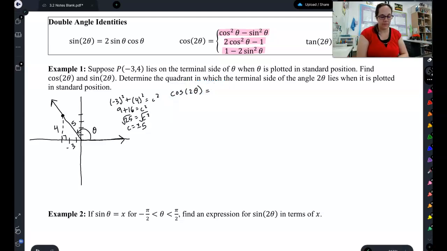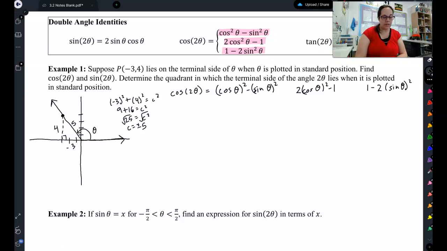We have cosine of theta whole thing squared minus sine of theta whole thing squared, aka cosine squared of theta minus sine squared of theta. We have 2 cosine of theta squared minus 1, and we have 1 minus 2 sine of theta squared.